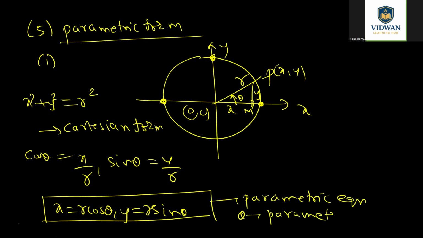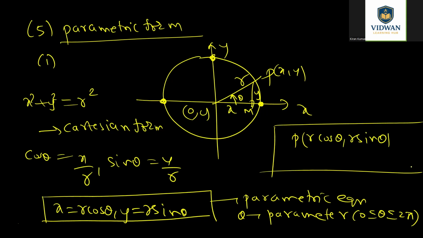Parameter means something which varies. It is a number, but it keeps changing. And the angle theta should always lie between 0 and 2 pi. As the point moves on the circle, theta moves from 0 to 2 pi. This is called the parametric equation, and the point P can be represented as (r cos theta, r sin theta). So whenever you want to represent any point on the circle, you can assume it like this, and these are called parametric coordinates. Any point on the circle can always be represented in parametric coordinates, and most of the locus problems are done by assuming parametric coordinates.